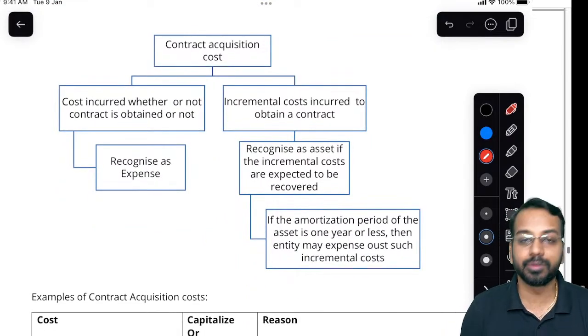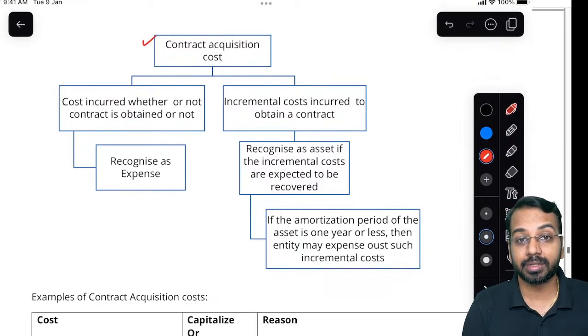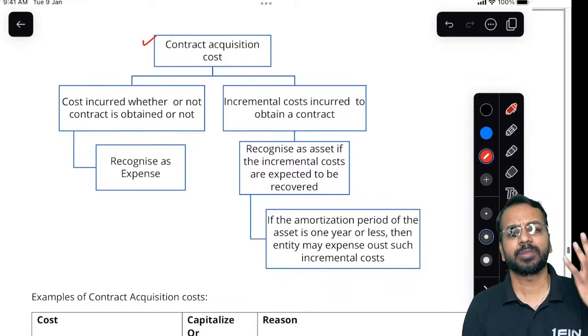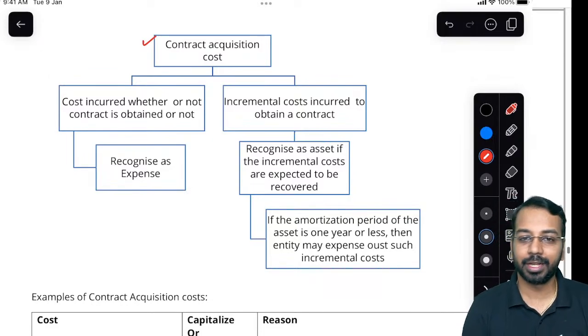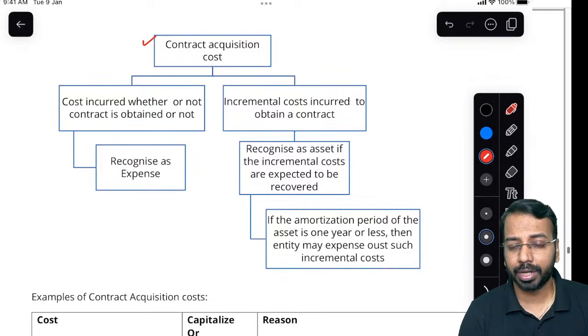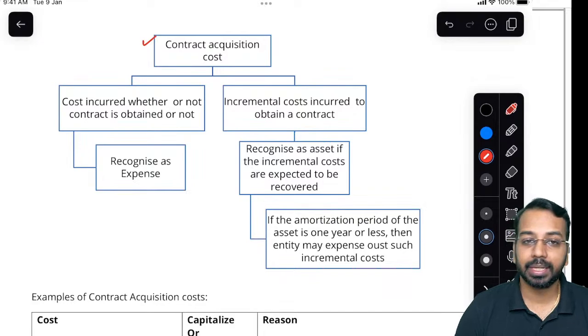Now if there is a contract acquisition cost, means I have to obtain a contract, I have to enter into a contract with the customer, so I have to incur some cost, maybe salesperson salary, some advertisement expenses, or some legal fees, or stamp duty for entering into a contract, or I have to pay brokerage. So something or the other I will incur.